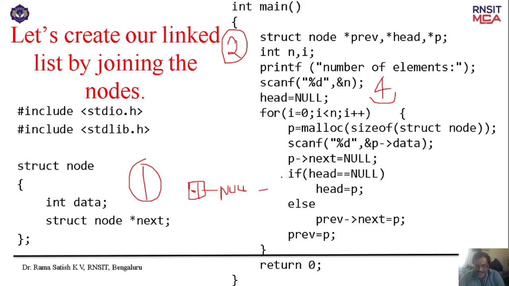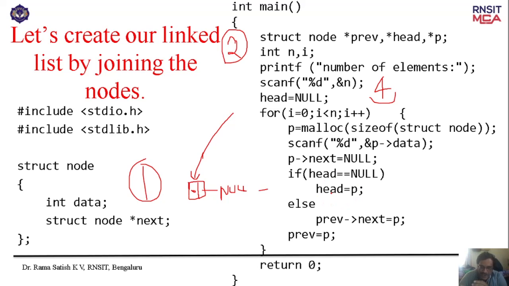Now if head is null, that means there are no elements in the linked list, head becomes p. Earlier head was null, so now there is a single element. p is nothing but head. Head is moved to p, the newly created node. Initially head was null, so p becomes the starting location. Now the first node is done.